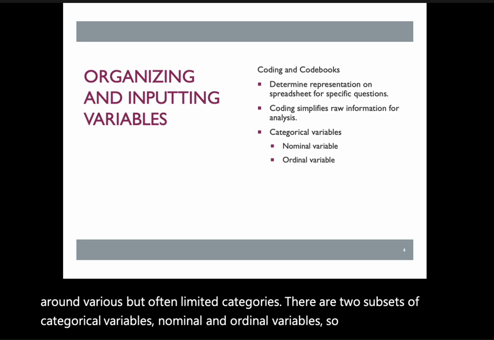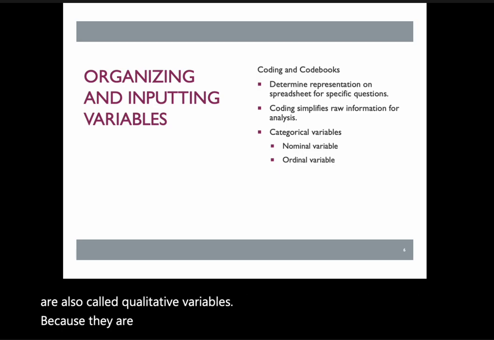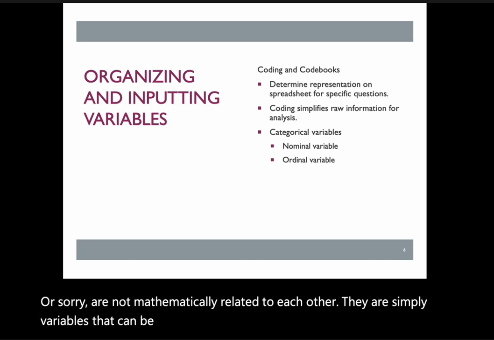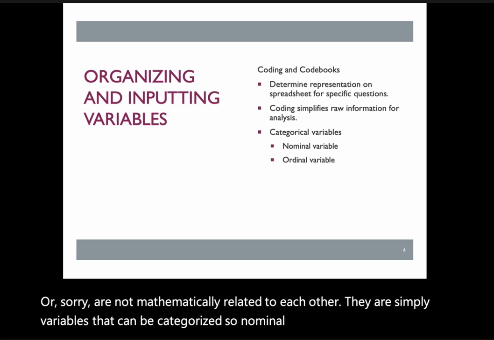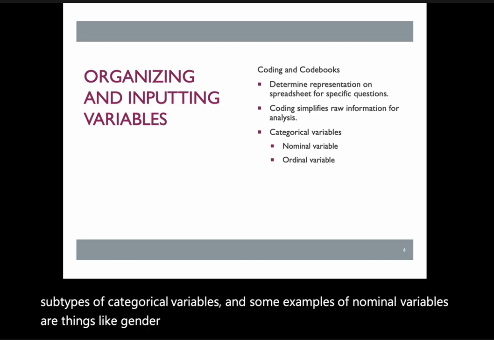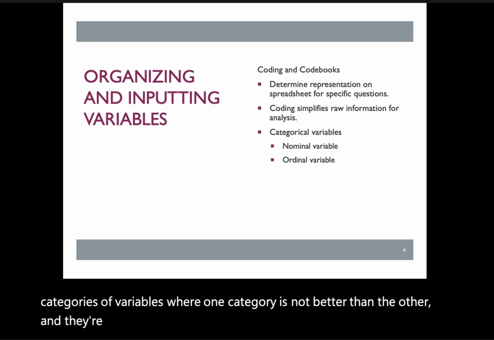So nominal variables are also called qualitative variables because they are not mathematically related to each other. They are simply variables that can be categorized. So nominal variables are one of two subtypes of categorical variables, and some examples of nominal variables are things like gender, race, religion, and other identity variables. So these are categories of variables where one category is not better than the other and they're not at all mathematically related. Then you also have ordinal variables.